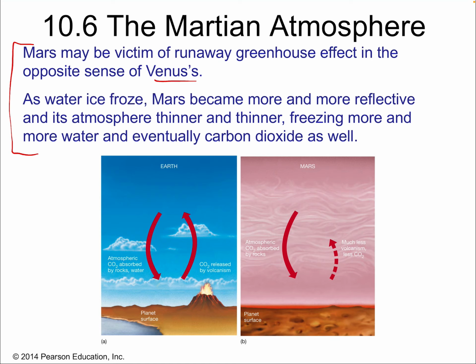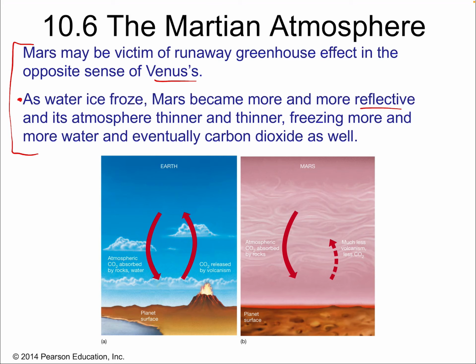But on Mars, instead, as the water ice froze, Mars became more and more reflective. Because it had a more and more reflective surface, its atmosphere became thinner and thinner, right? As it's reflecting more and more heat away, freezing more and more water, which then progressively makes it more reflective. It's that feedback loop, where one thing leads to another, and then eventually the carbon dioxide started freezing as well. So we had a process where Mars got colder and colder due to this runaway effect.